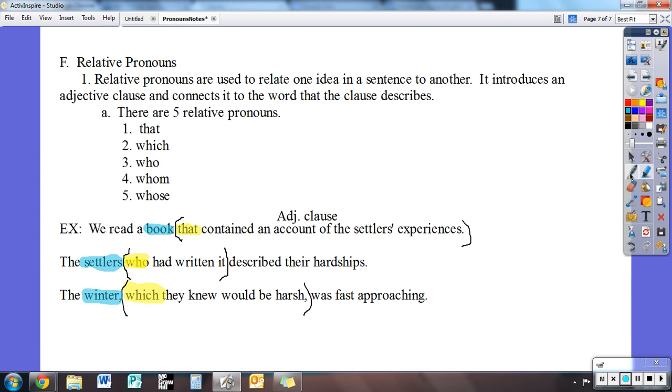So that is our lesson on relative pronouns. They're used at the beginning of an adjective clause. An adjective describes nouns or pronouns.